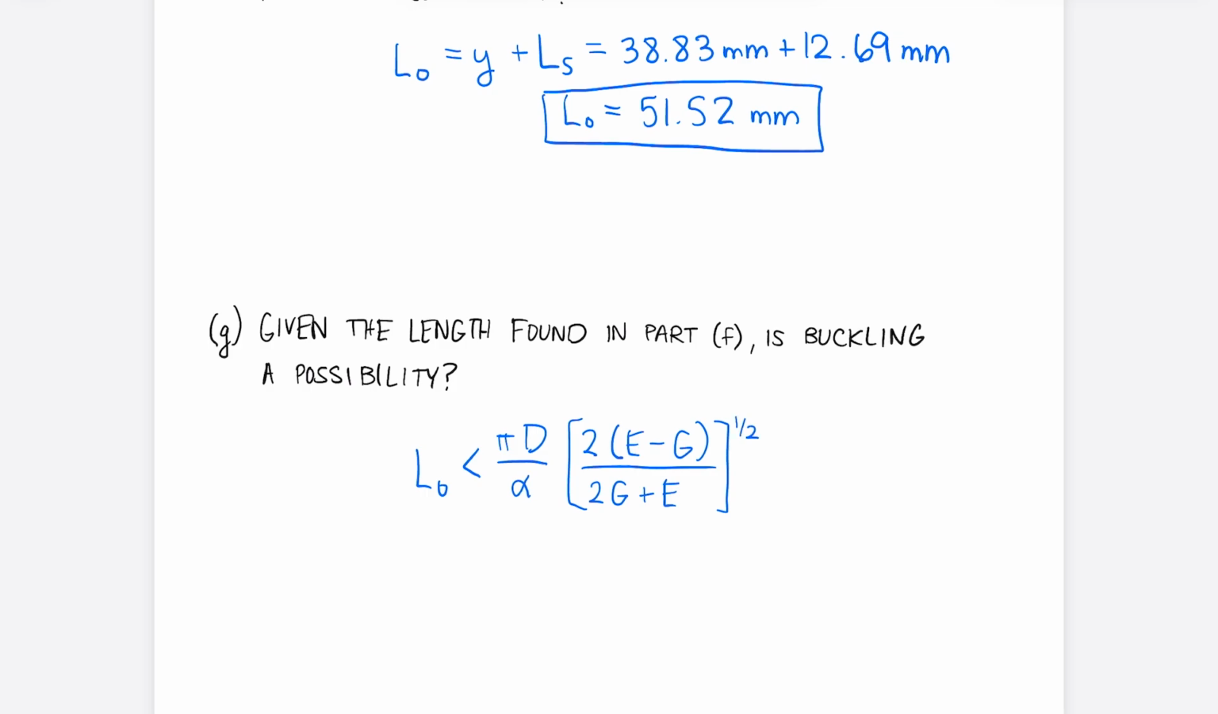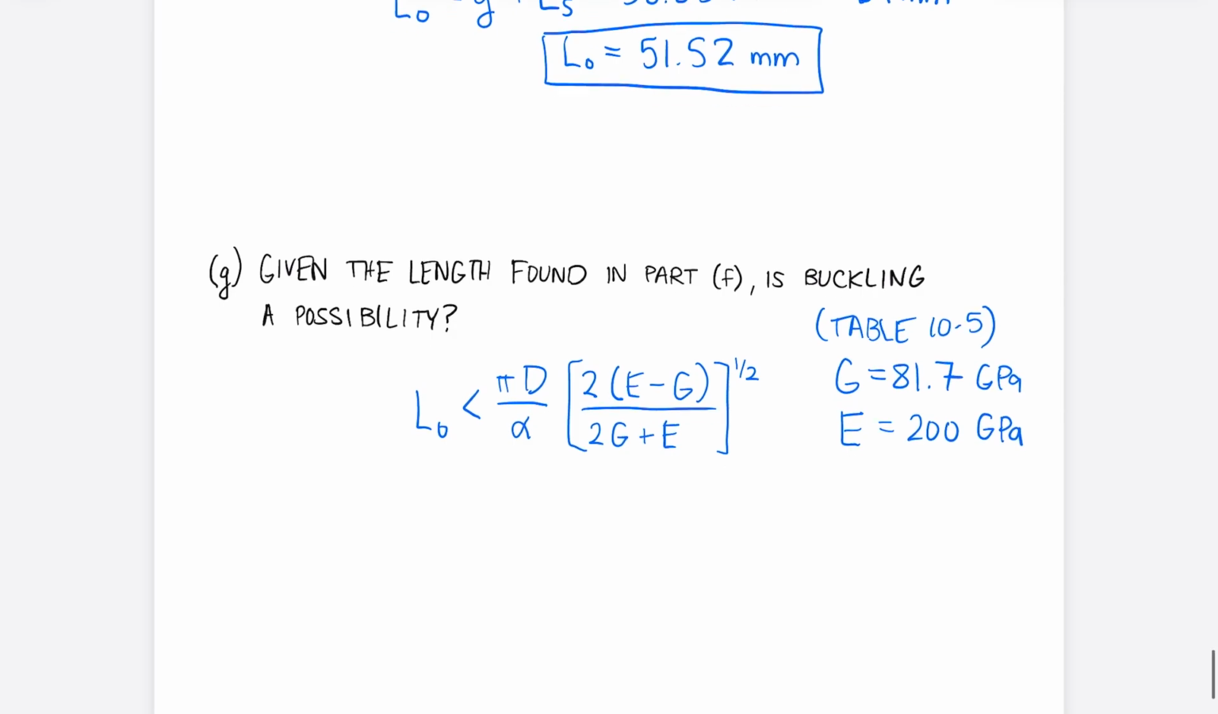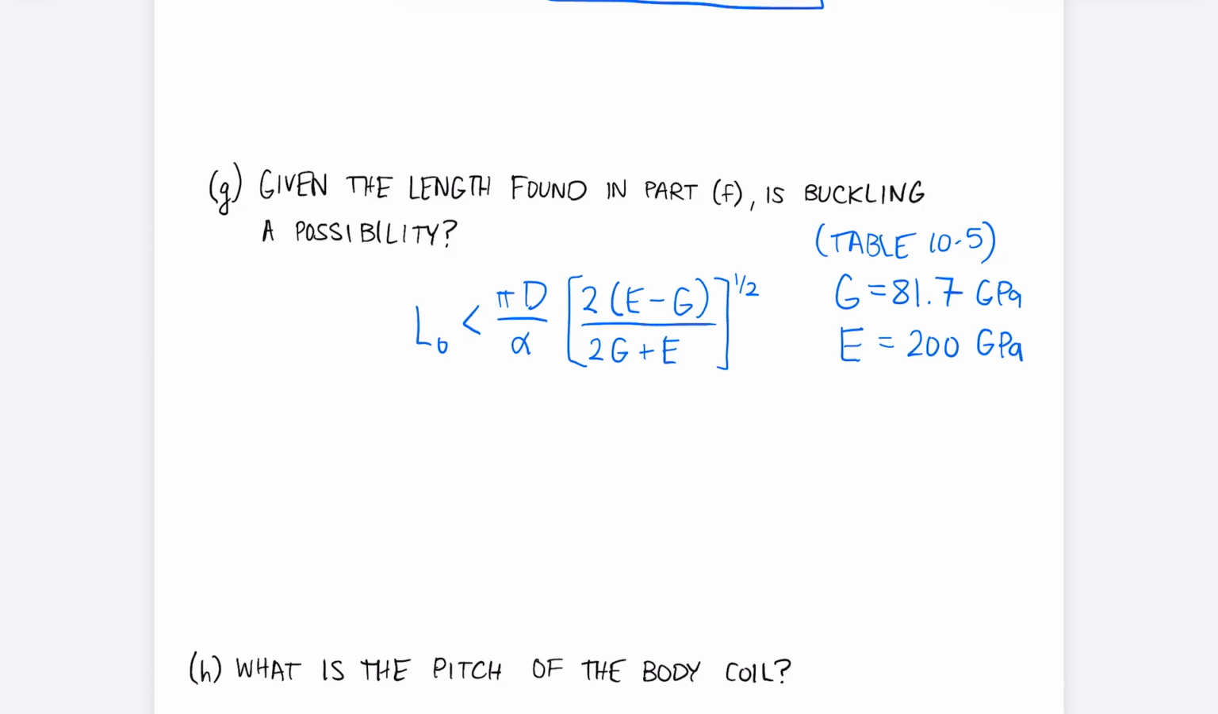And in this problem, we've found our shear modulus already. We said that G is equal to 81.7, in that same table where we found this, which is Table 10-5. We can also find the Young's modulus right next to the shear modulus, and it is 200. These are both in units of gigapascals. All right, so that's E and G.